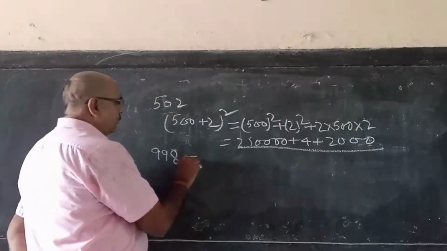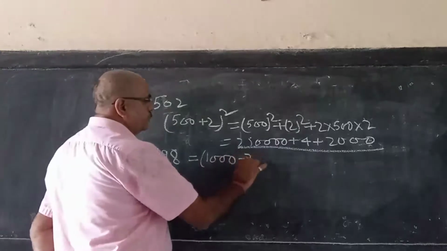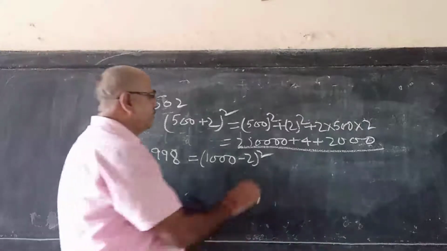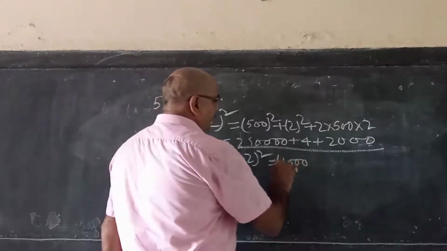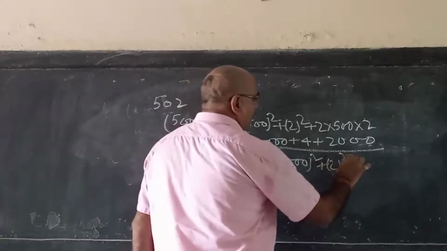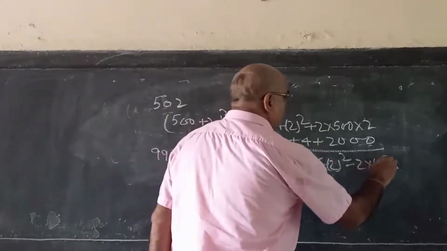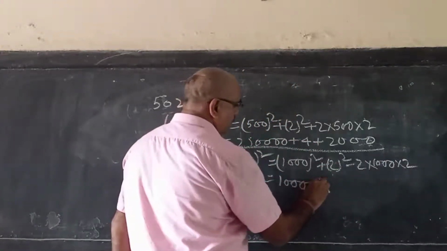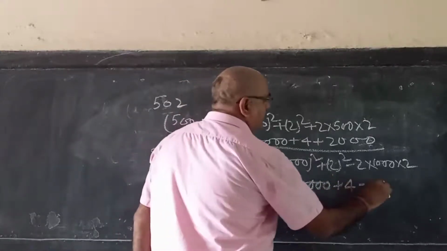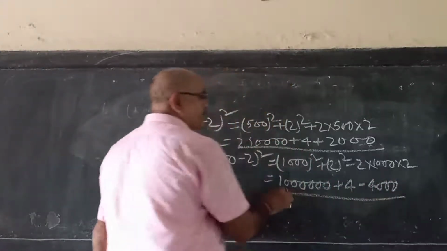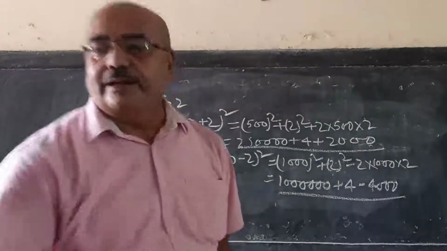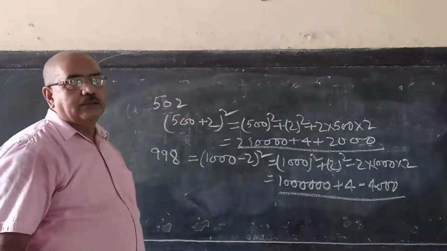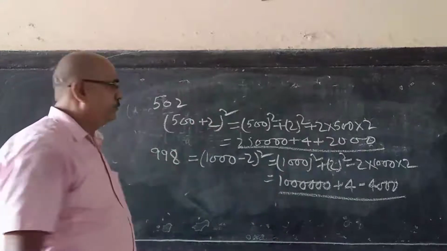or we can write (1000 minus 2) square. Now this becomes the (a minus b) whole square form. So this becomes 1000 square plus 2 square minus 2ab, 2 into 1000 into 2. So this becomes 1000000 plus 4 minus 4000. Add and subtract, and that will be the final value. So this type of question is there, where you have to use the formula to find the value.